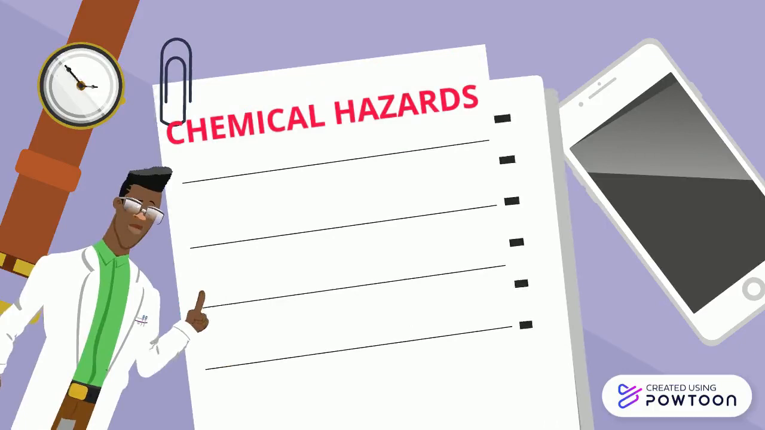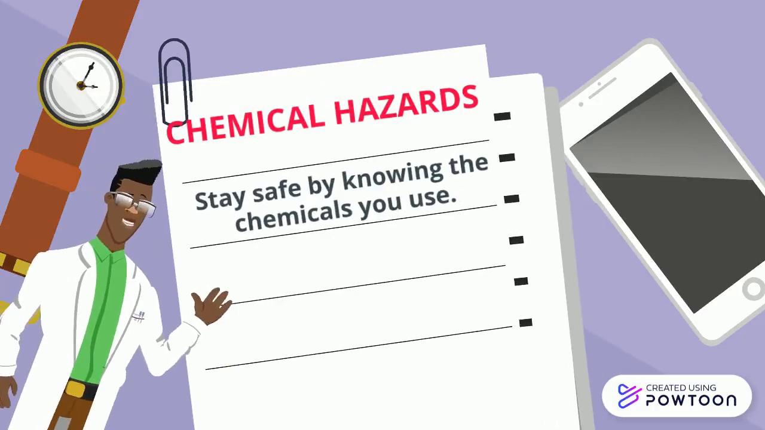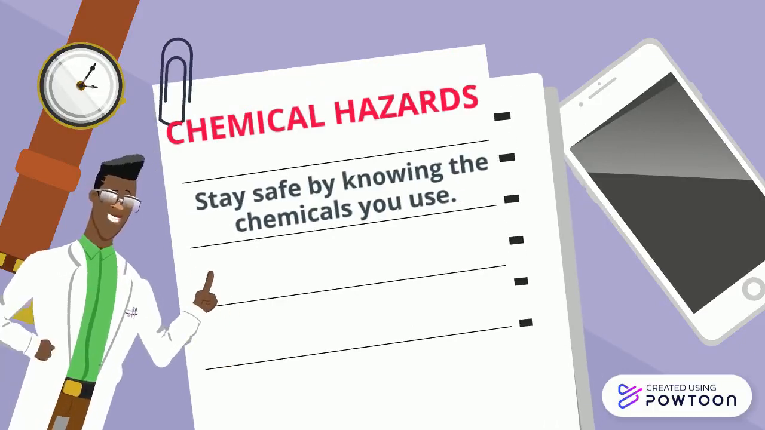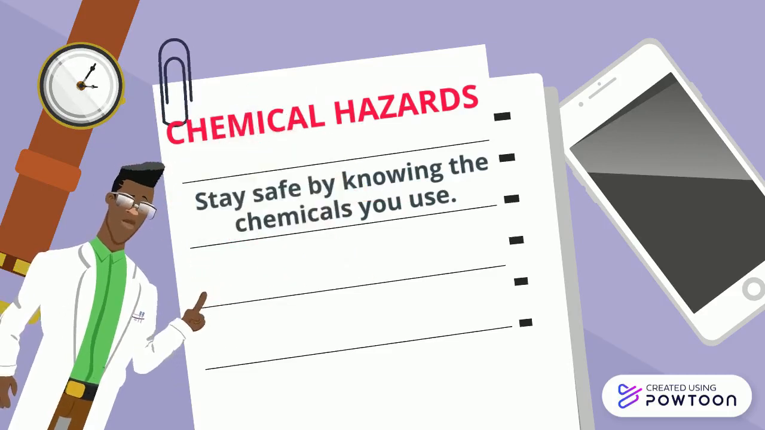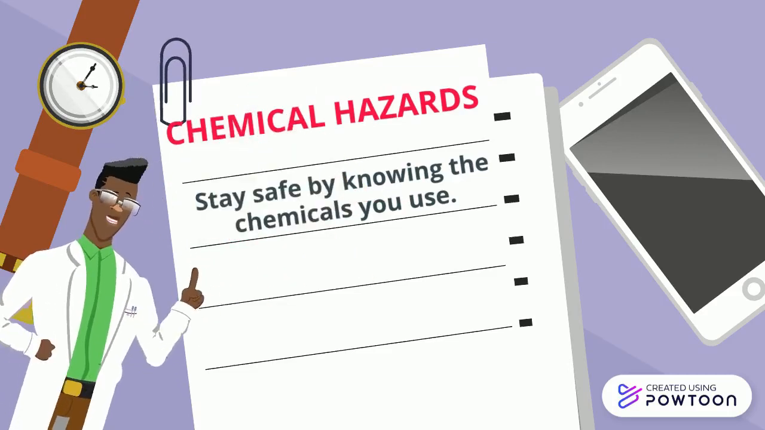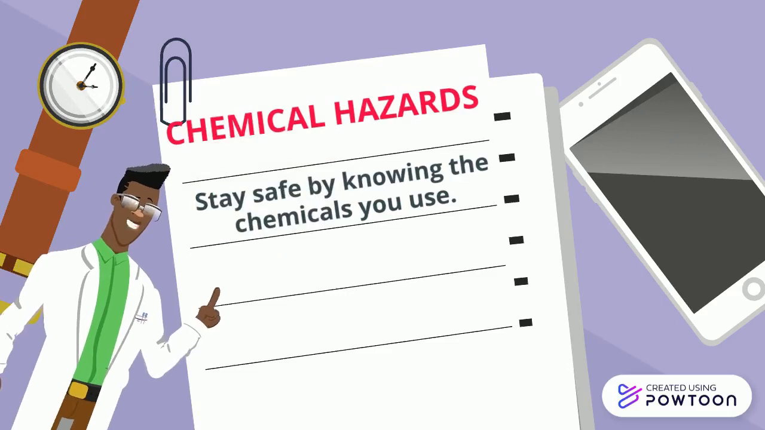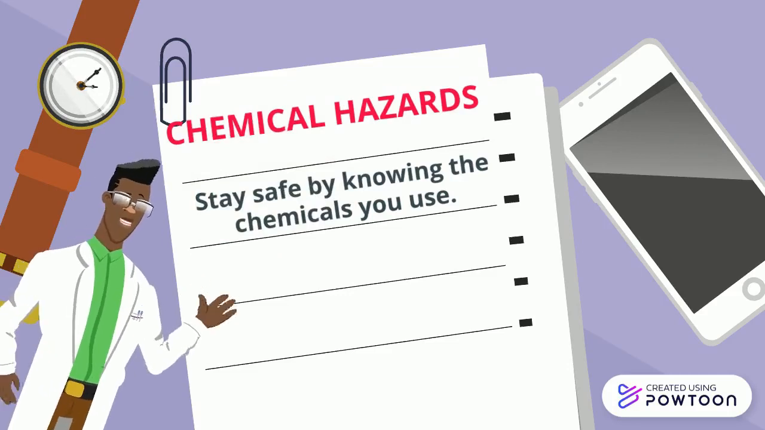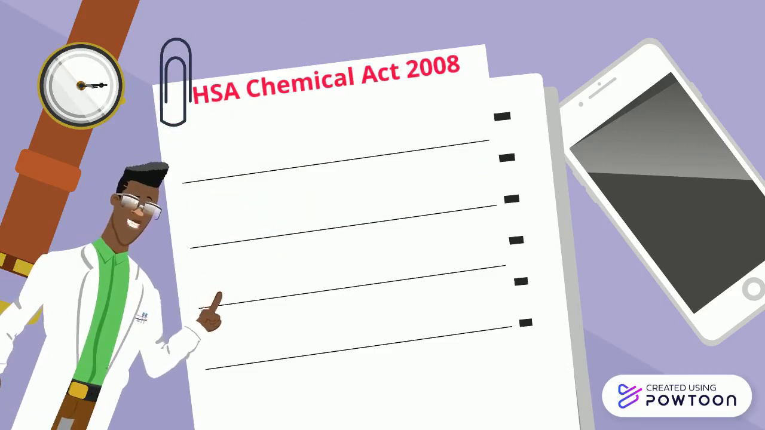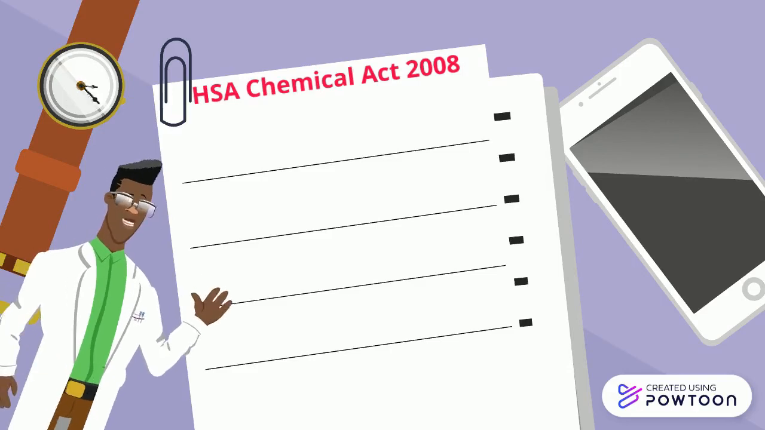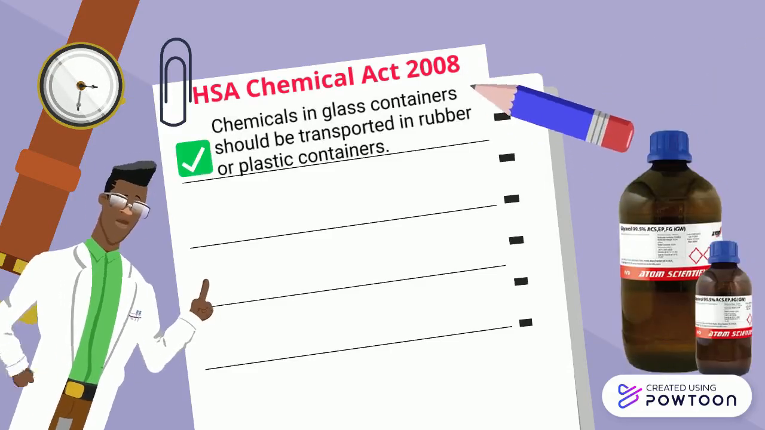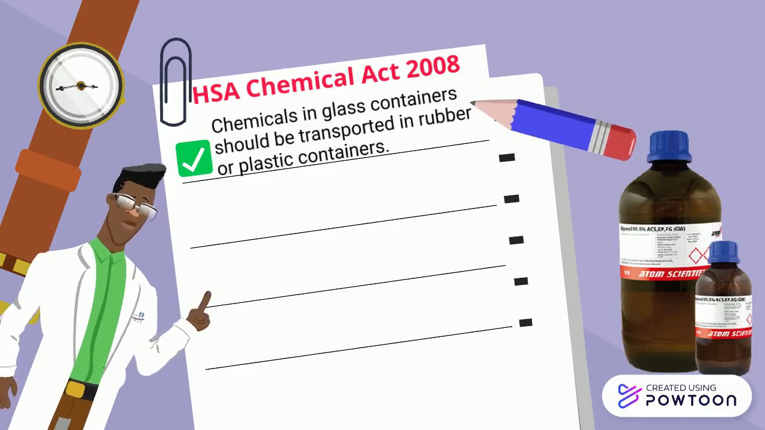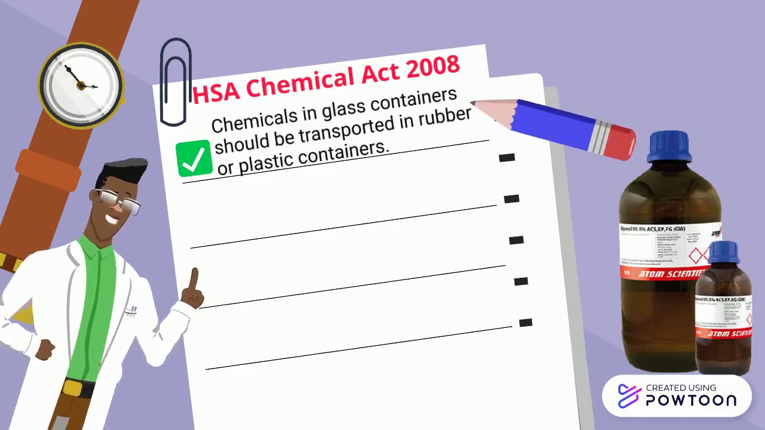Chemical hazards. The proper storage and use of chemicals is necessary to avoid dangers such as burns, explosions, fires and toxic fumes. The knowledge of properties of chemicals and its uses greatly reduces risk of harm. Some safety guidelines recommended by the HSA's Chemicals Act of 2008 include: 1. Chemicals in glass containers should be transported in rubber or plastic containers, protecting them from breakage.